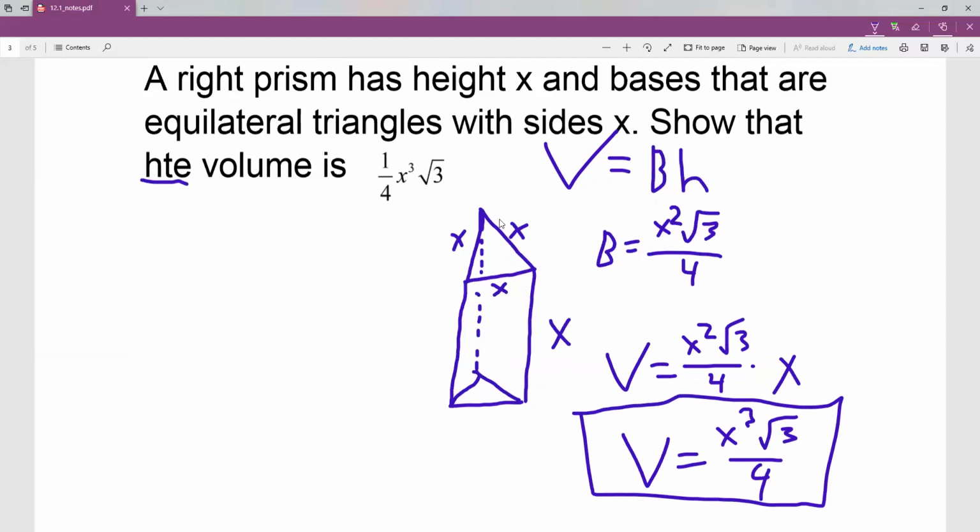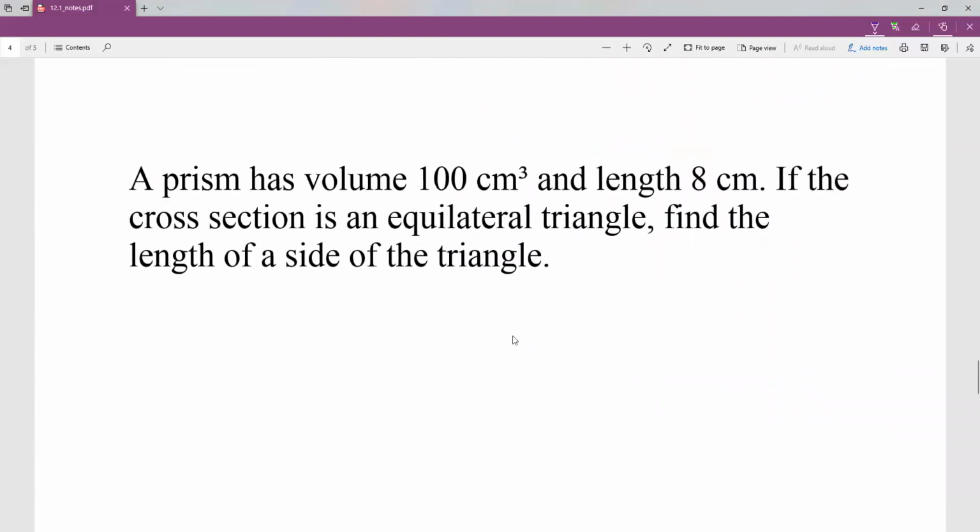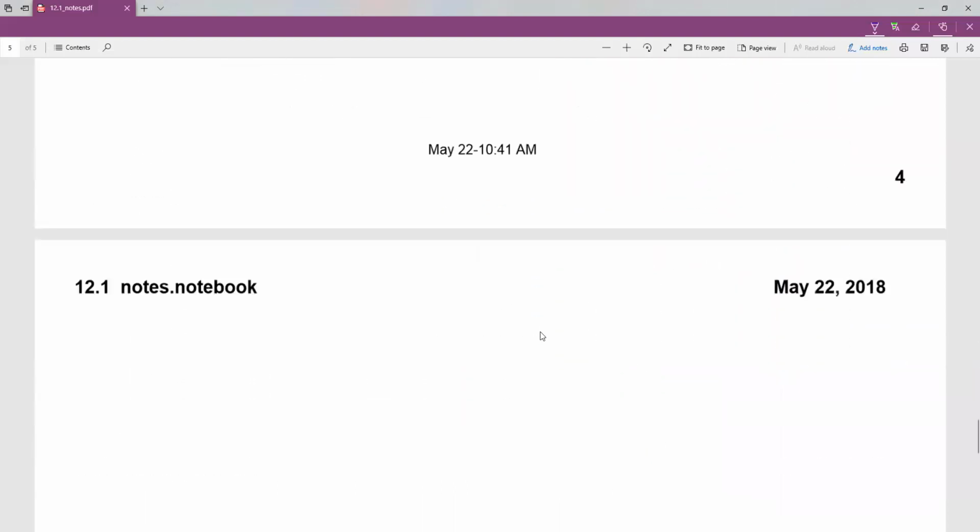Now, if you didn't know how to do this, you could have drawn an altitude here, made it a right triangle. It's a 30, 60, 90 triangle. Figure out the height, multiply it by the base. You would end up with this equation. Then you take this, plug it in, and do what we did. But we already discovered that, so you didn't have to go through that whole process again. Great. Moving on.